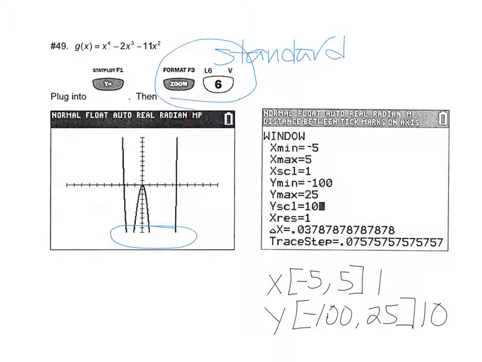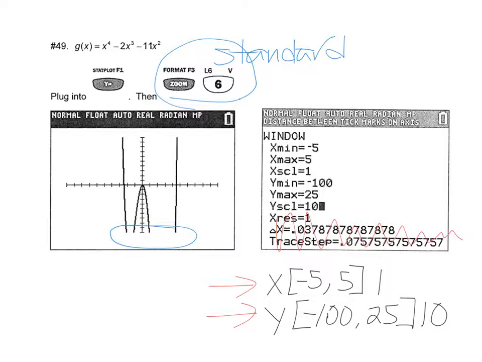The x minimum is -5, x maximum +5, x scale of 1. Y minimum, we need to go down lower to see everything, so I made that -100. Y maximum 25, and Y scale 10. Anything under Y scale you don't ever have to worry about. Now in homework instructions, I usually give windows in a more abbreviated form rather than to write out all of that window stuff. So you can see how the x's go from -5 to 5 with a scale of 1. The y's go from -100 to 25 with a scale of 10.